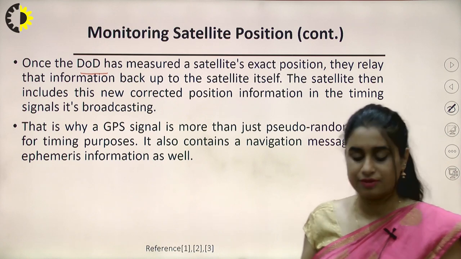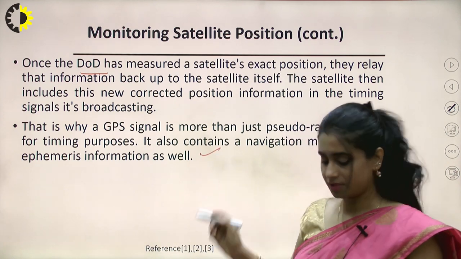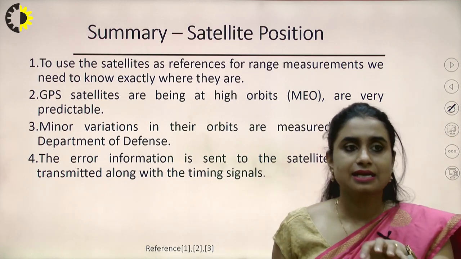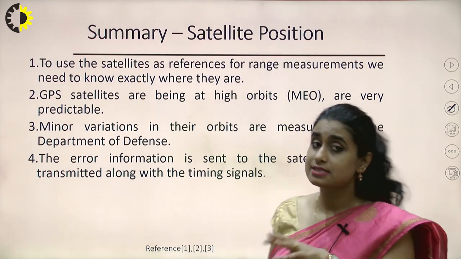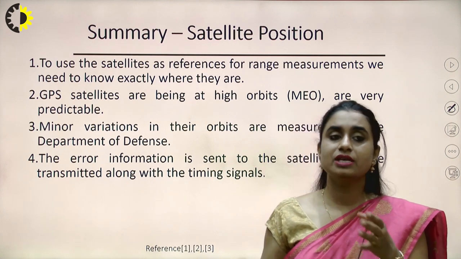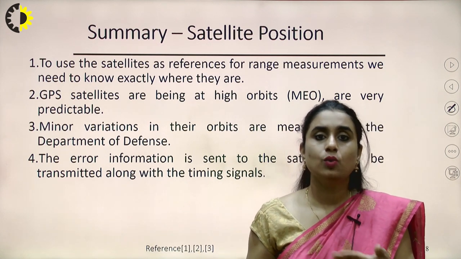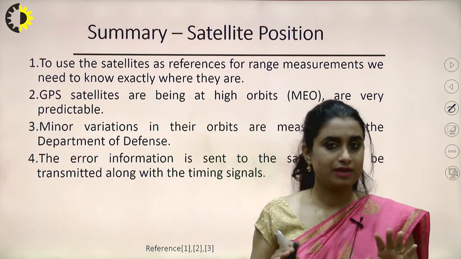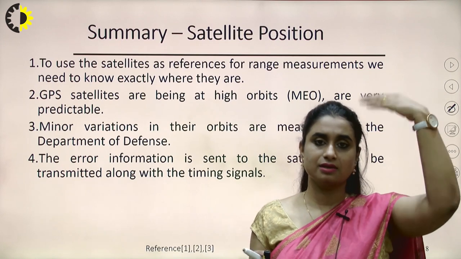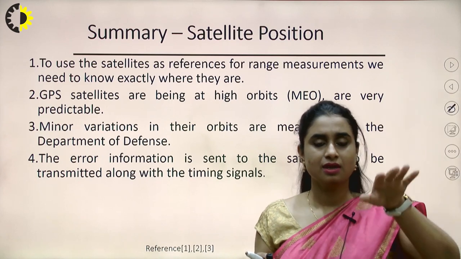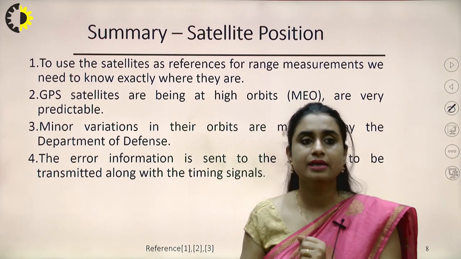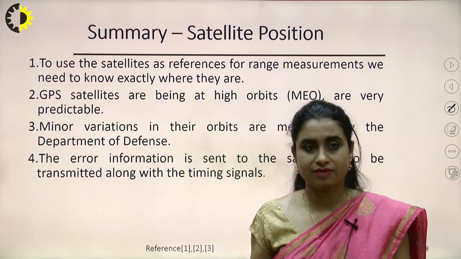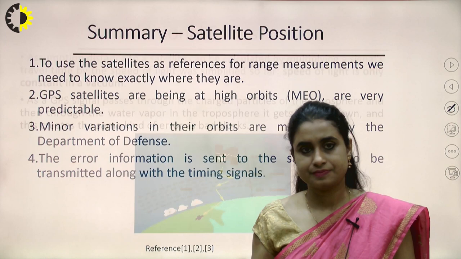Some redundant information, right? So if we summarize the position thing in satellite, to use the satellite as references for range measurements, we need to know exactly where they are. GPS satellites, being at MEO, are very predictable because GEO is at 36,000 kilometers and MEO is comparatively at lower height. Then minor variations in these orbits are measured by the Department of Defense and they are corrected.